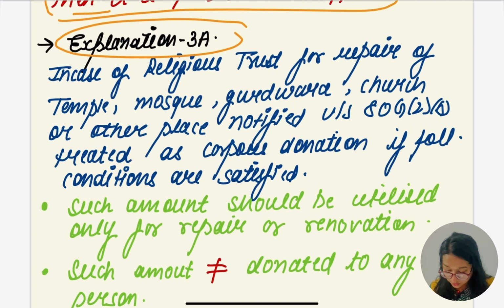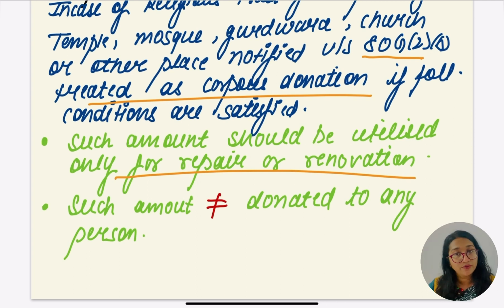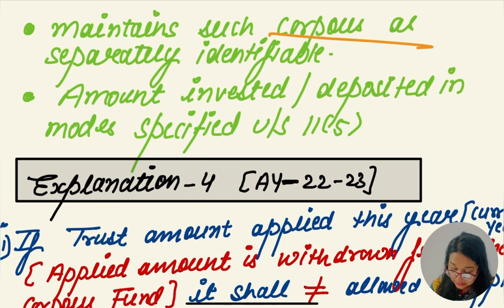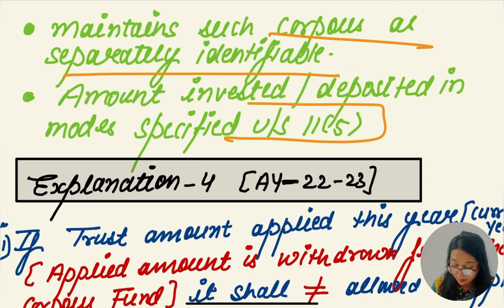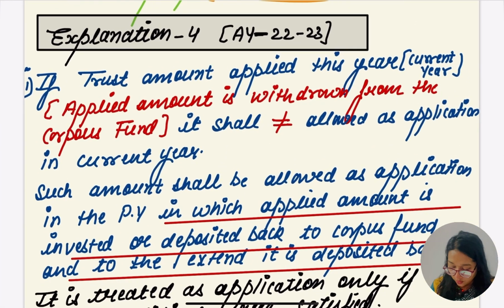Okay, let's go for the explanation 3A, which says, in case of a religious trust, for repair of temple, mosque, gurudwara, church or any other place notified under section 80G subsection 2B clause B, it is going to be treated as corpus donation if the following conditions are satisfied. First, such amount should be utilized only for repair or renovation of those gurudwara, temple, church, mosque and so on, and such amount should not be donated to any other person. And such corpus should be maintained as a separate identifiable fund, and the amount should be invested under section 11 subsection 5, as we already read that corpus donation would only be exempted if it is specified in section 11 subsection 5. Otherwise it is not going to get the exemption. Hope this point was clear.